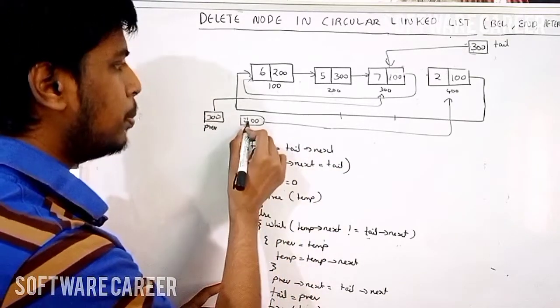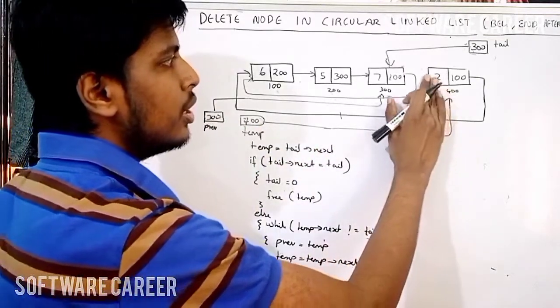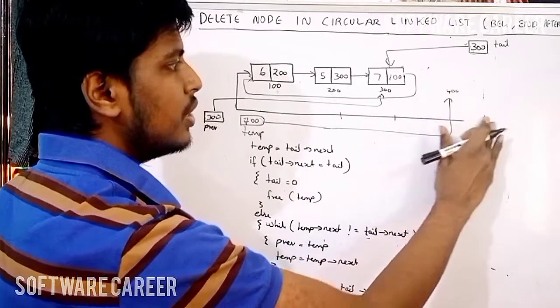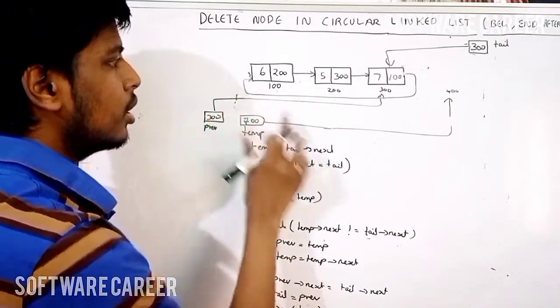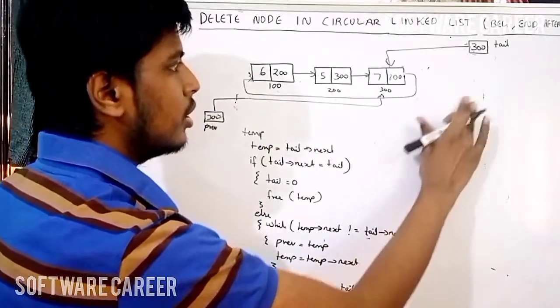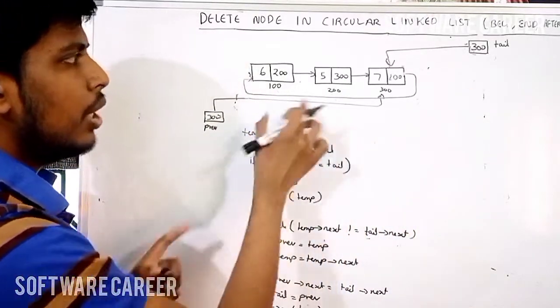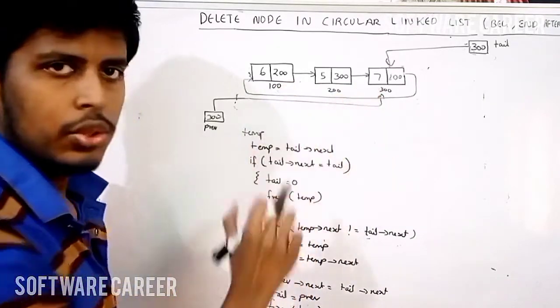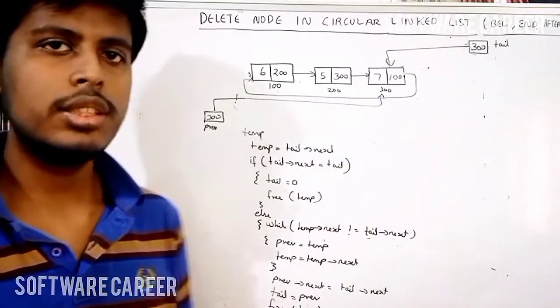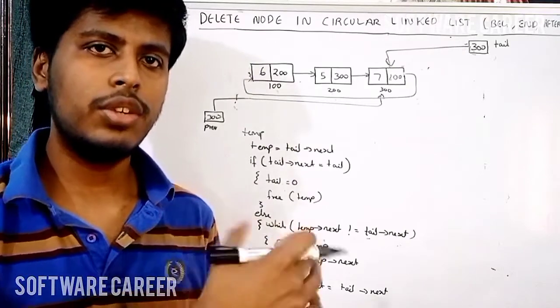Now what is temp? Temp is 400. So the node 400 is deleted, and the link which it creates is also deleted, this thing, and this temp pointer is also deleted. So see, you have deleted that last node, and now you have only a circular linked list with 3 nodes. This is how you should delete a node at the end of a linked list.